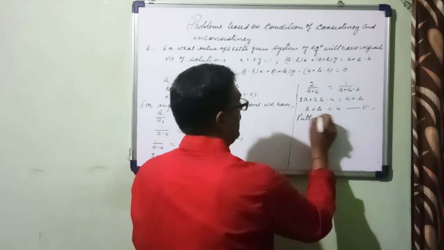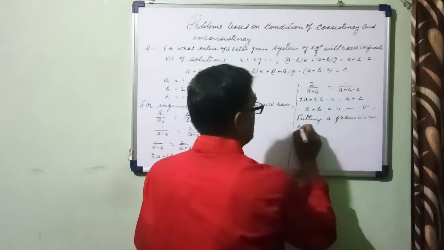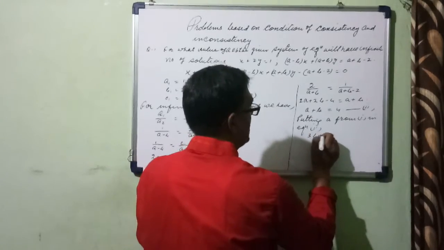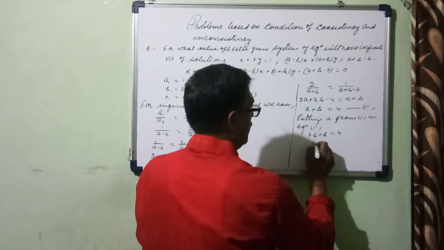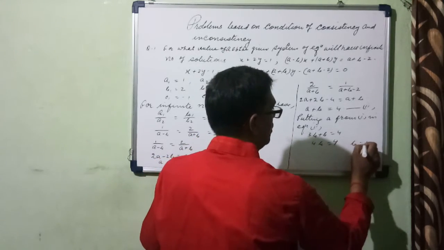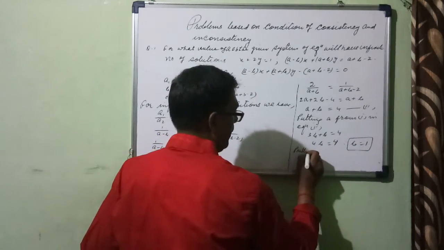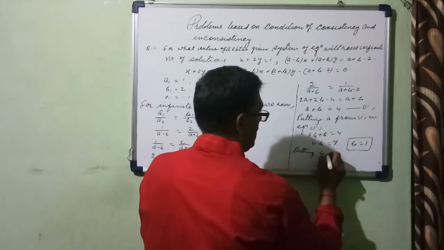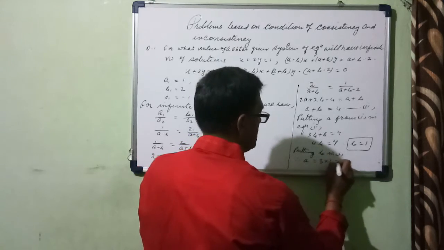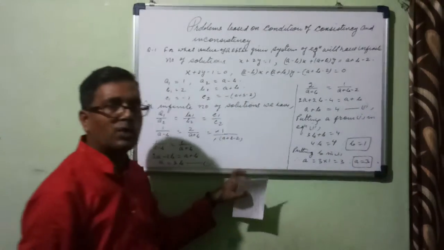Putting a from 1 in equation 2. What do you have? 3b plus b is equal to 4. 4b is equal to 4. Therefore, b is equal to 1. And this b you substitute in 1. Putting b in 1. Therefore, a is equal to 3 into 1, which is 3. So therefore, a is equal to 3. So these are the values of a and b.